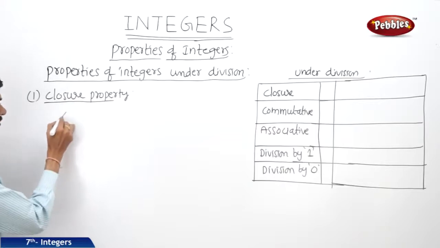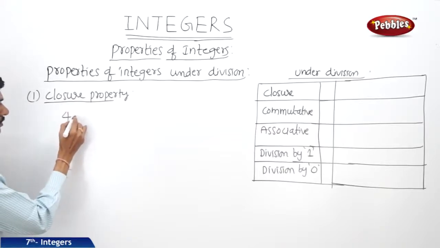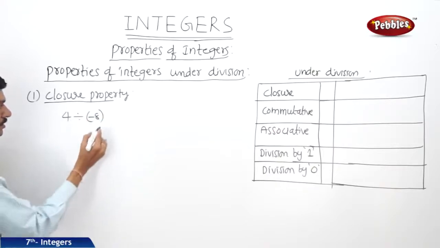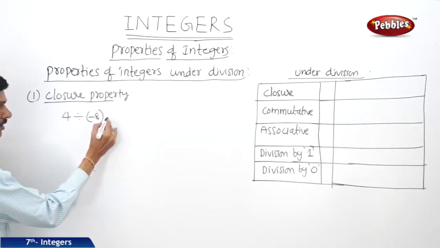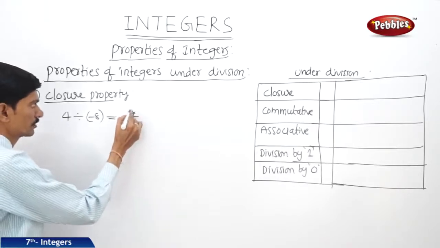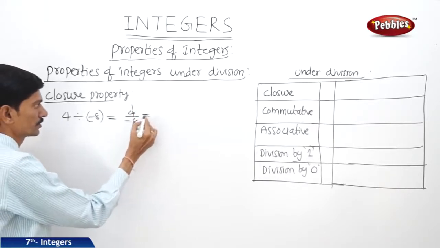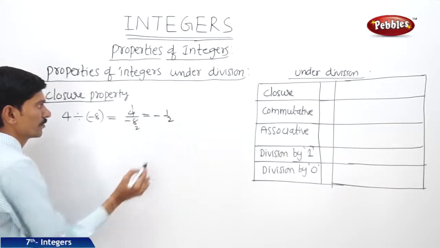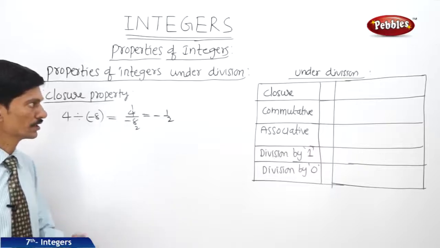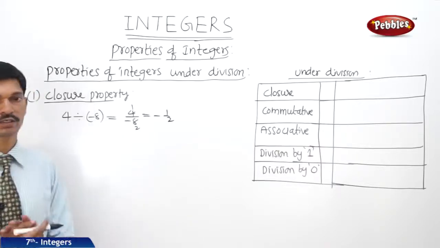Now here 4 is an integer and minus 8 is an integer. So when you divide 4 by minus 8, then we get 4 by minus 8. So here 4 1s are 4, 4 2s are 8. So this equals minus 1 by 2. But here minus 1 by 2 is not an integer. So here we can say that integers are not closed under division.